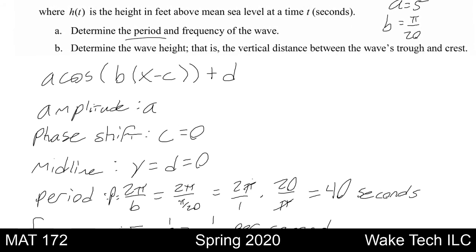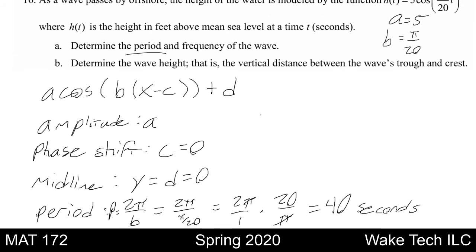Alright, but we also have part B here. It asks the wave height, that is the vertical distance between the wave's trough and crest. So first of all, let's draw a little sketch of our graph here, just as an example. I'm not too concerned with getting the period right. The main thing I'm concerned with is making sure a cosine fits. And a cosine function looks something like this.